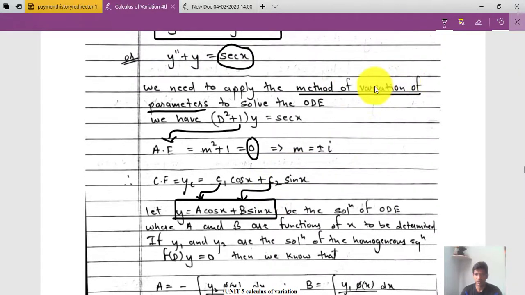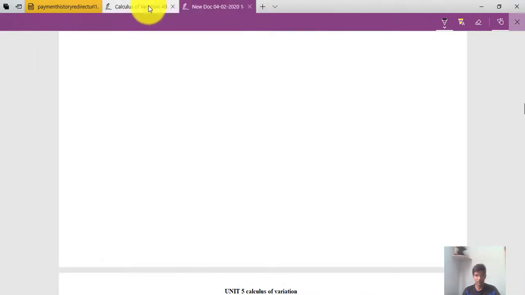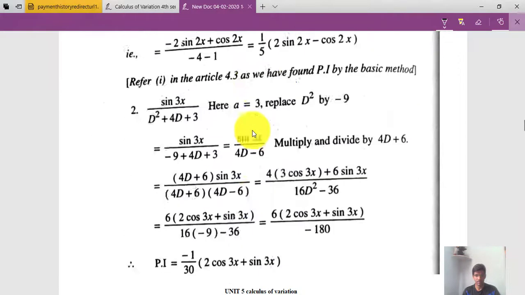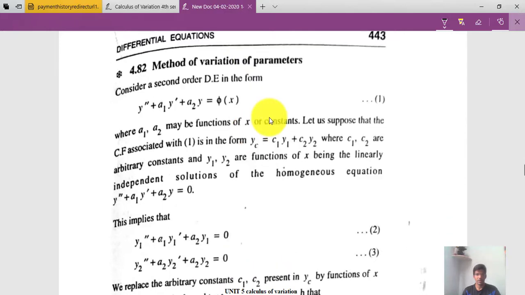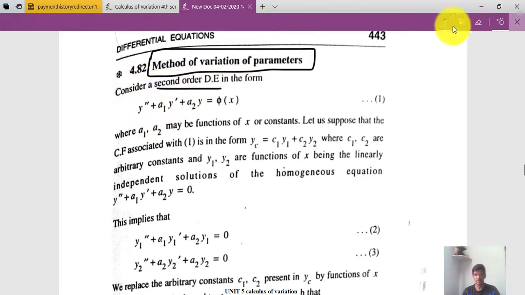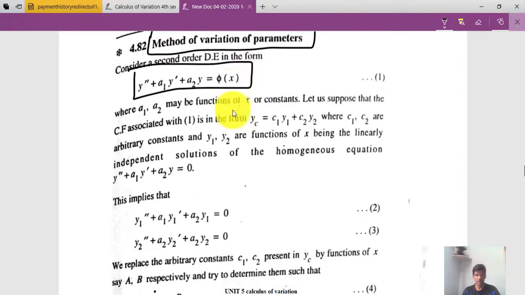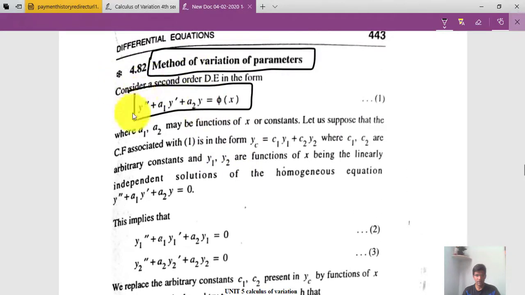Now the method of variation of parameters, if some of you have not gone through it, let me explain it to you in quick succession. This is a concept you will find in any of the engineering books, or you can search online also, but I will do it quickly. This is a second order differential equation, which will be of this particular form, y double prime plus py prime plus qy equals phi of x.